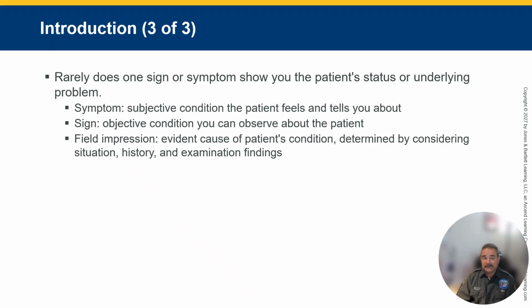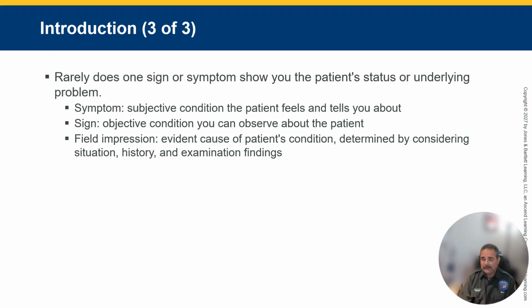Rarely does one sign and symptom show that a patient's status has an underlying problem. So what we need to do is talk about what a sign is, what a symptom is, and what we're doing with our field impressions. A symptom is simple, okay? It's a subjective condition that a patient feels and tells you about. A symptom is something that they tell you about. A sign is something that you see. It's an objective condition that you can observe about the patient.